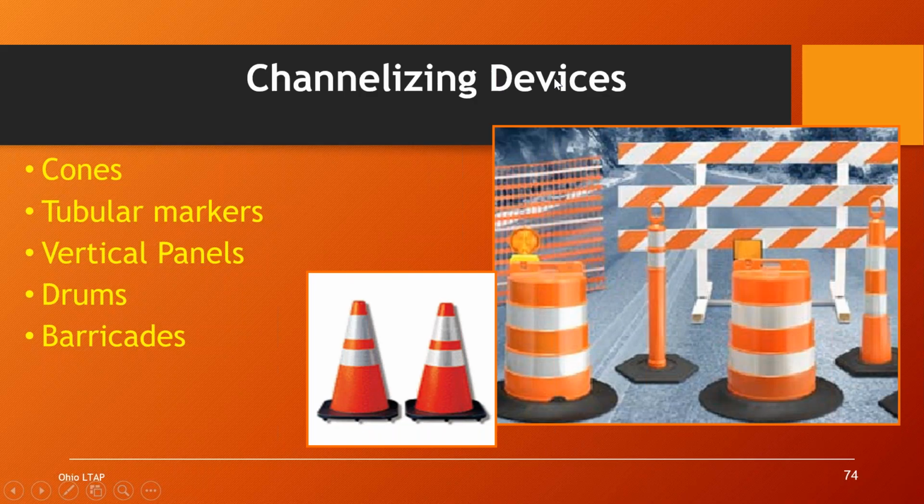Let's take a look at some of our channelizing devices. So we're talking about our cones, and there's different types of cones. We have tubular markers. We have vertical panels, drums. Drums are the orange barrels, or the Ohio State flower that is about to go into bloom here soon. And then we have barricades. We have different types of barricades.